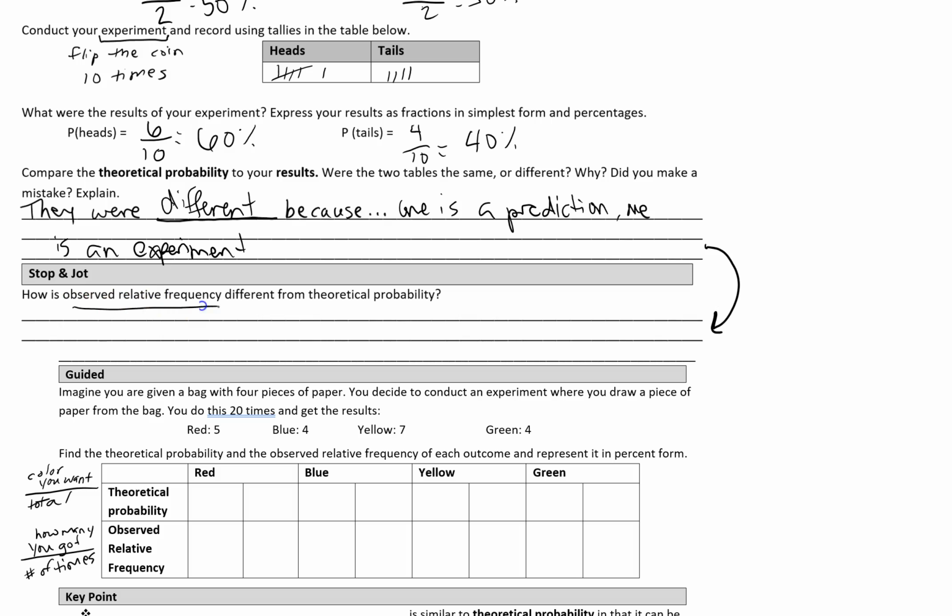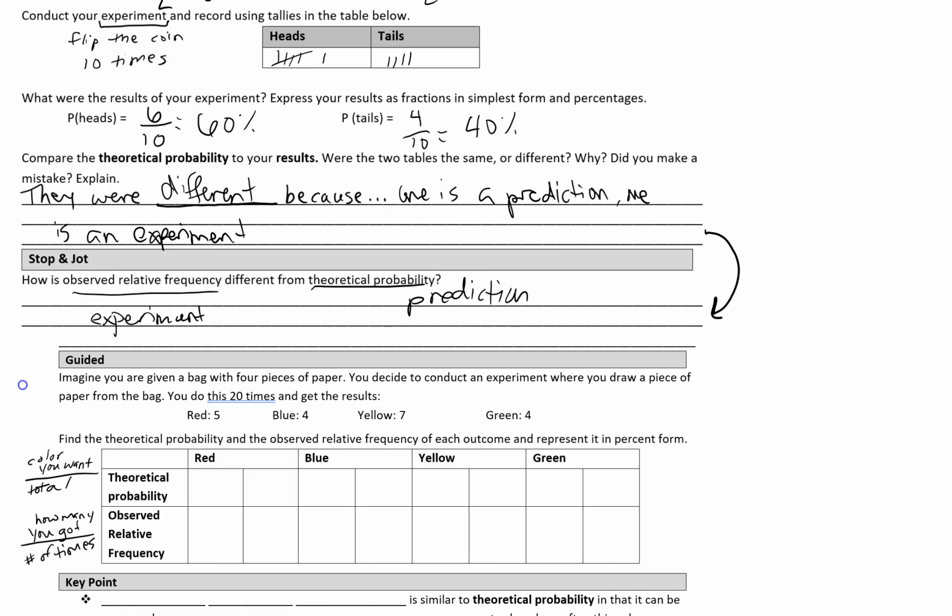Observed relative frequency is like an experiment. You actually do something and you record your results. Theoretical probability is a prediction. You're making a prediction based on what you know about your situation.